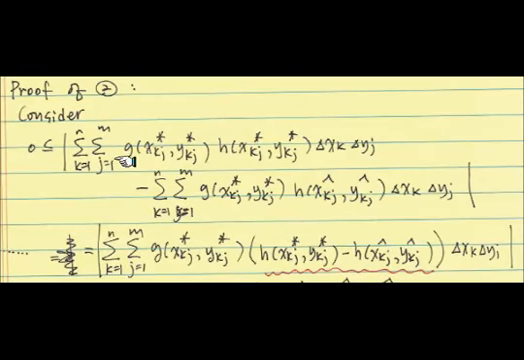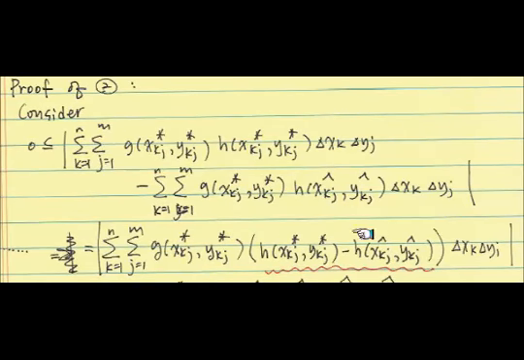Since this g of x star part is common, you can factor it out, and this delta xk and delta yj part is also common. What's different is this h part. So after you combine these sums together and factor out common factors, this is how it looks. There's h of x_kj star from our target, and what we actually have is h of x hat. So it's really about controlling this term.